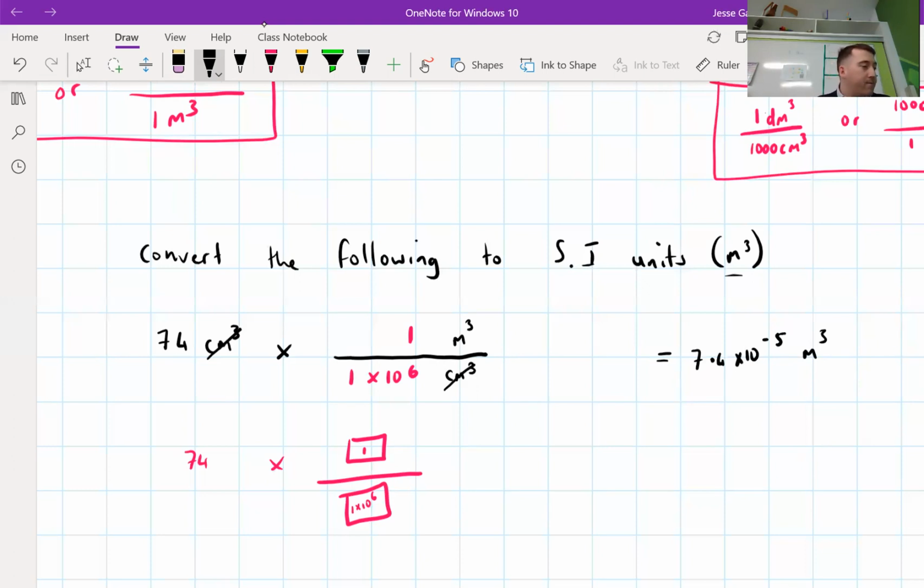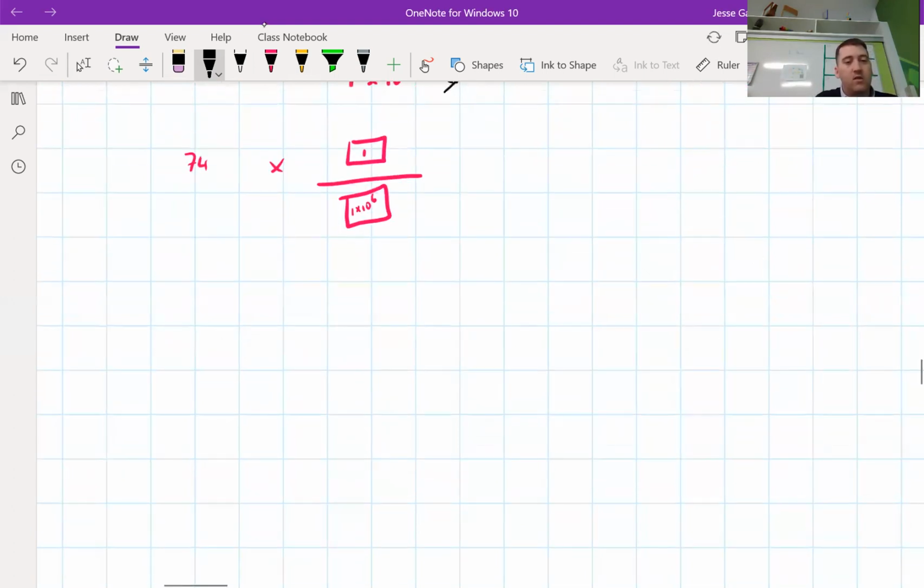So that's your final answer in meters cubed. Okay. All right. So I'm going to get you to do one now. You do this one. We'll say 143 centimeters cubed. Pause the video and do that now.